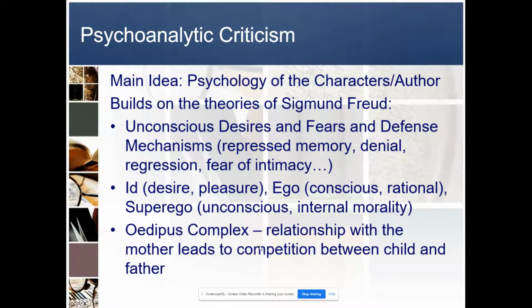And the Oedipus complex is one of the ways he dealt with relationships between a child and their mother, for this one in particular. And so the whole idea is that a child's relationship with their mother leads to competition between the child and the father. So the love that a child has for their mother makes them see their father as competition because their father and mother love each other. That's kind of the whole idea. But I want to give you a little bit more about it because it's kind of interesting.